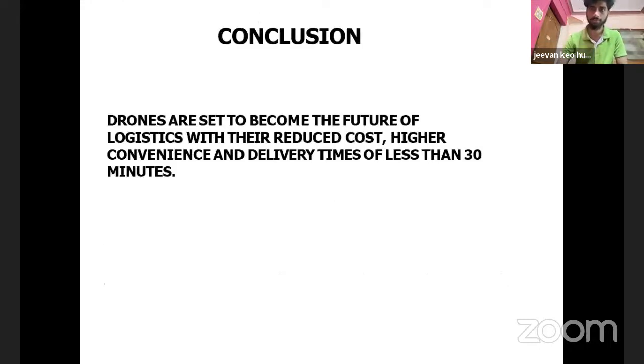Ma'am, next slide. And the conclusion: drones are said to become the future of logistics with lower product cost, higher convenience and delivery times of less than 30 minutes. It's in the conclusion of the drone that we can deliver in 30 minutes or we can deliver in 20 minutes. Like that, it's included.